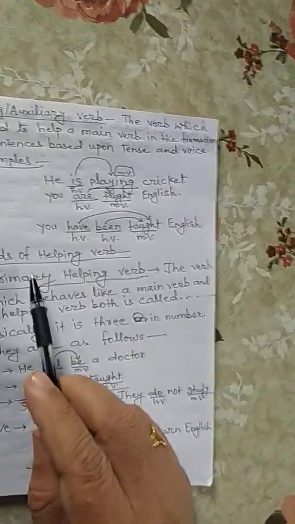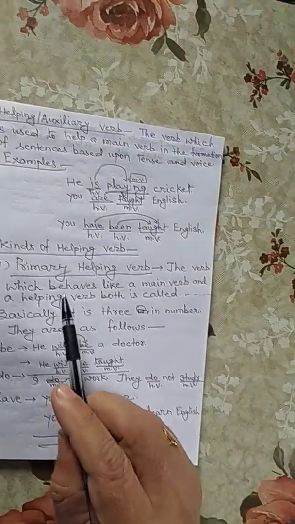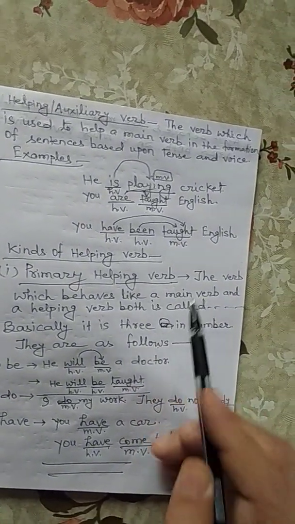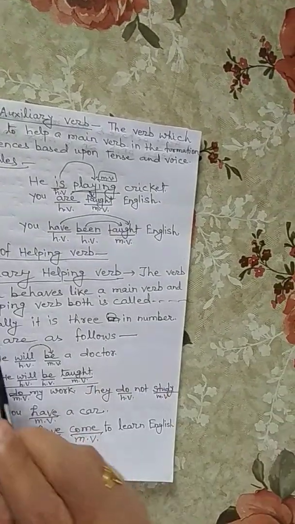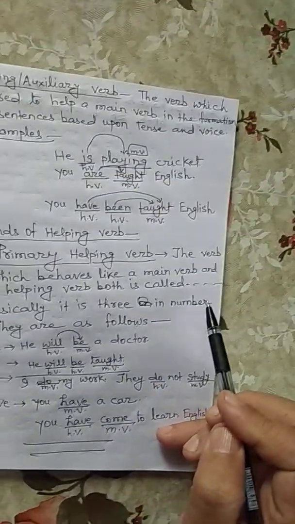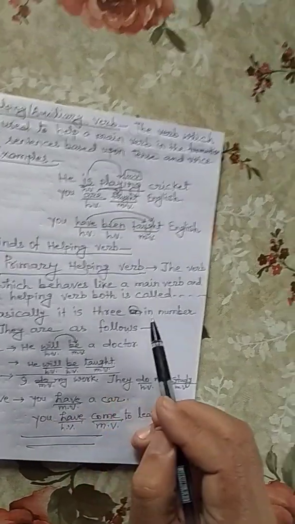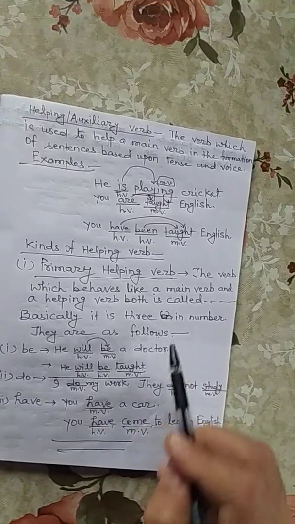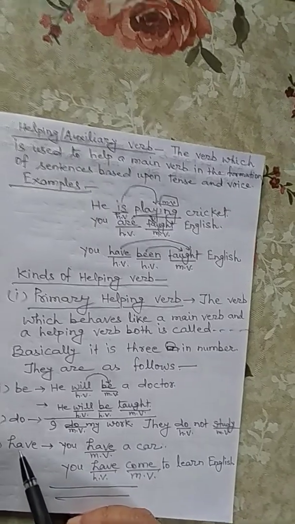Now, kinds of helping verb. There are two kinds of helping verb. First one is known as primary helping verb. The verb which behaves like a main verb and a helping verb both is called primary helping verb. Basically, it is 3 in number. They are as follows. First one, be, second one, do, and third one, have.